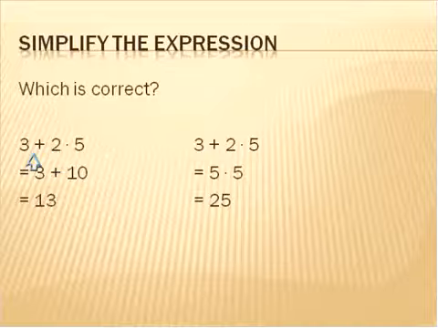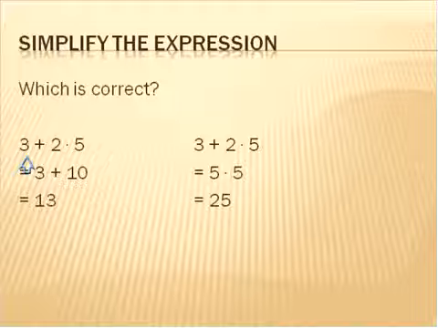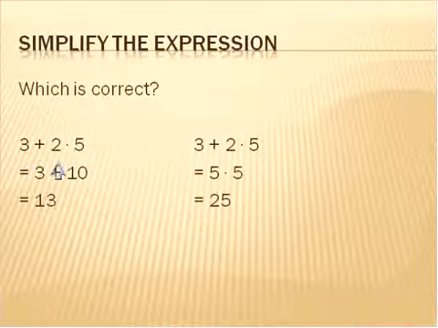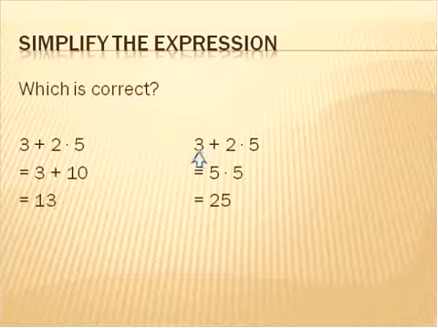Over on the left we have 3 plus 2 times 5. On the left side, they multiplied 2 times 5 to get 10, and then added 3 plus 10 to get 13. Over here on the right, we did 3 plus 2 is 5, times 5 is equal to 25. So you see the order that you do these operations matters, and it will change the answer. But what we want to know is which one's correct.